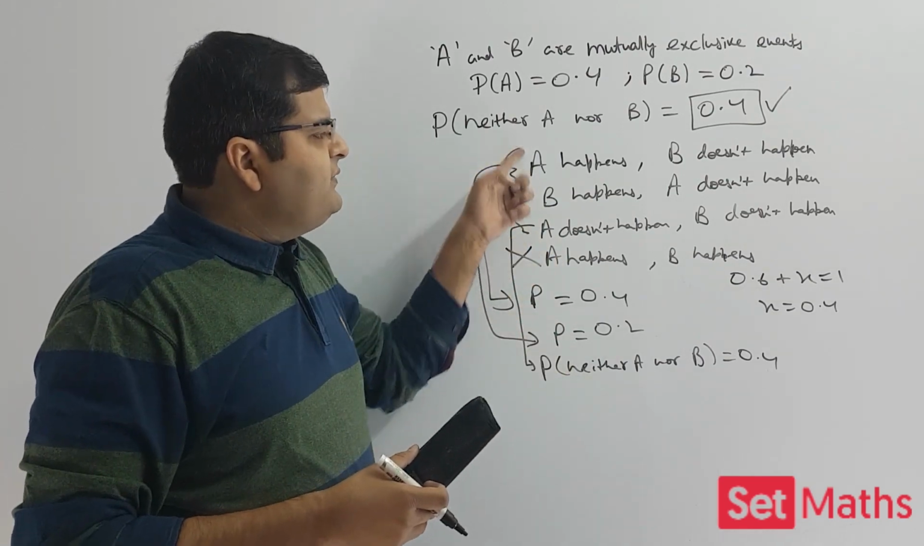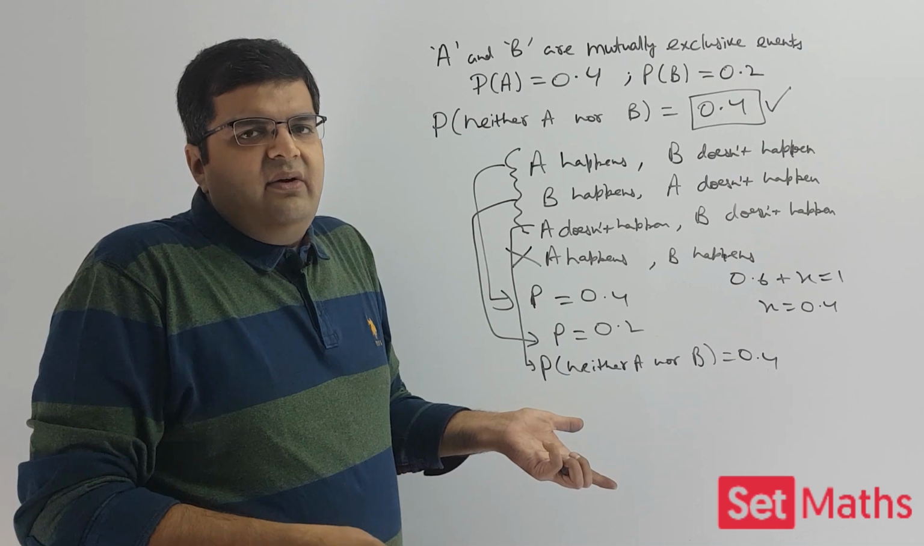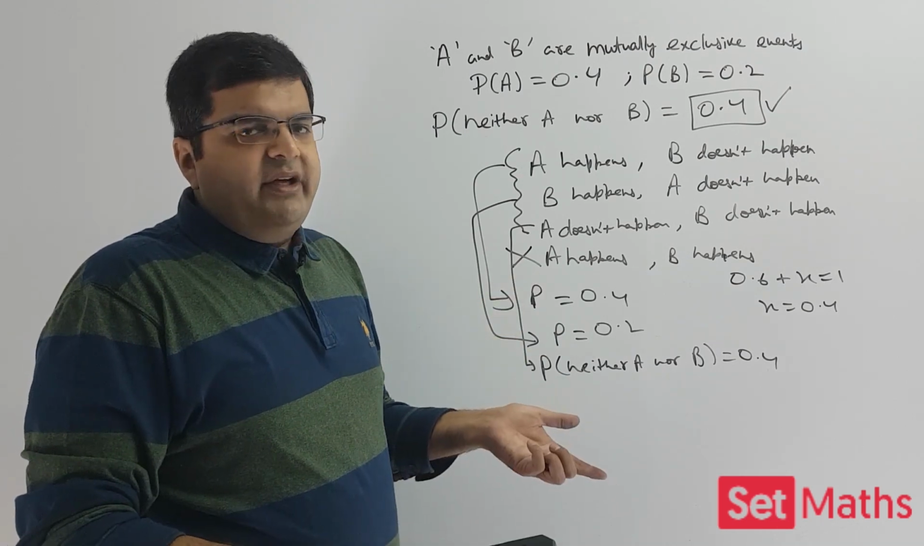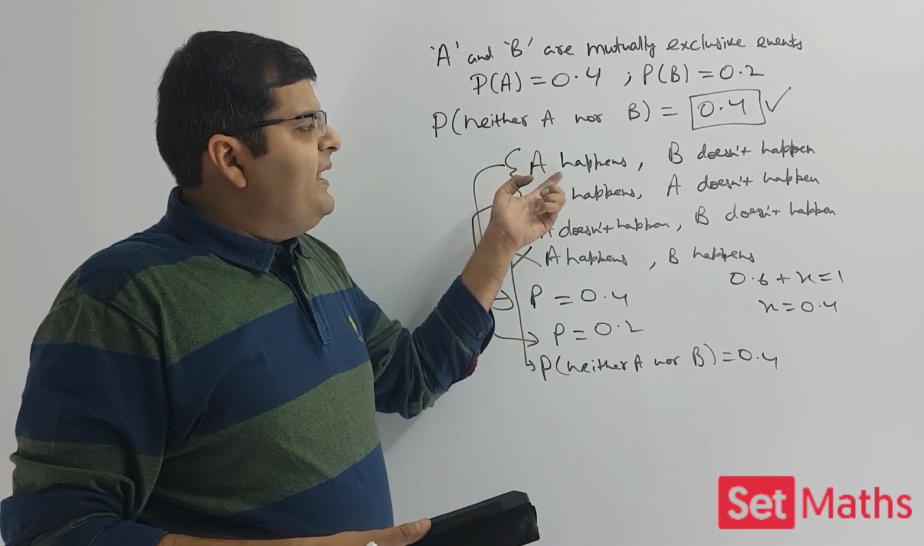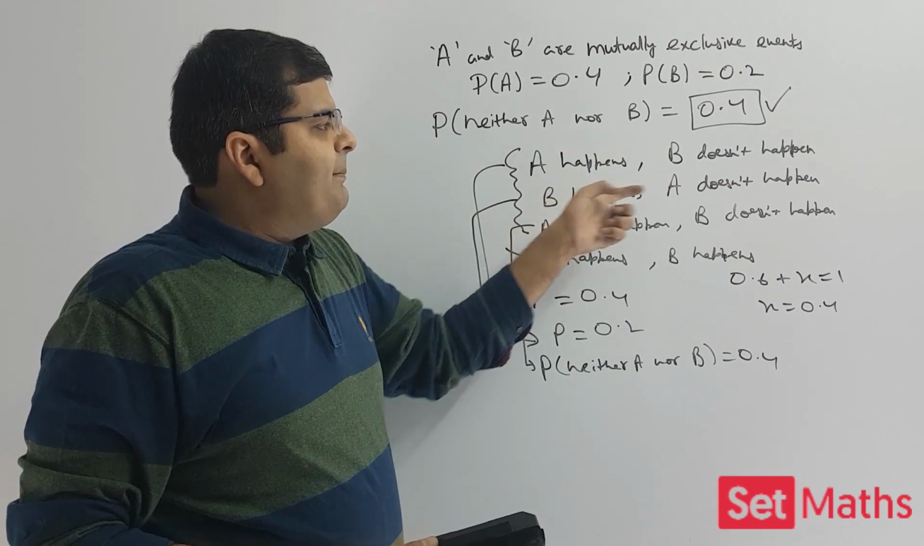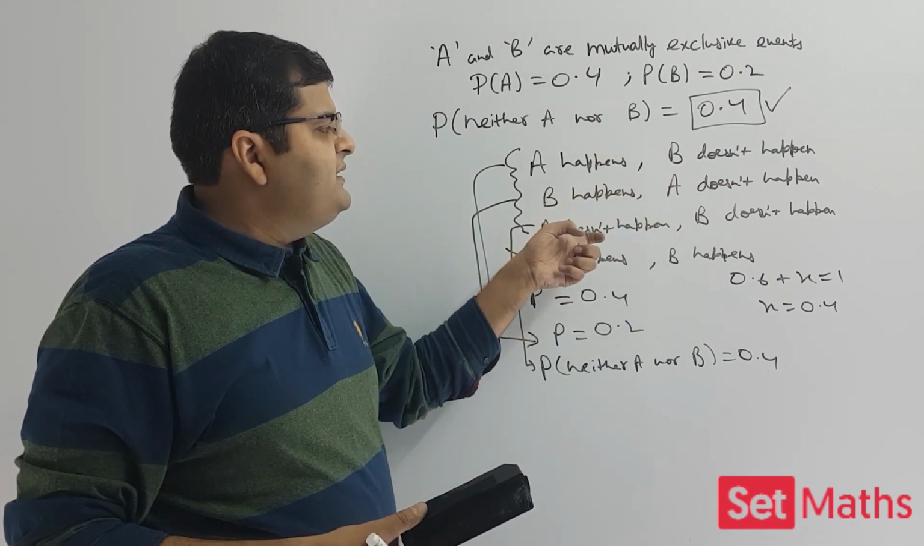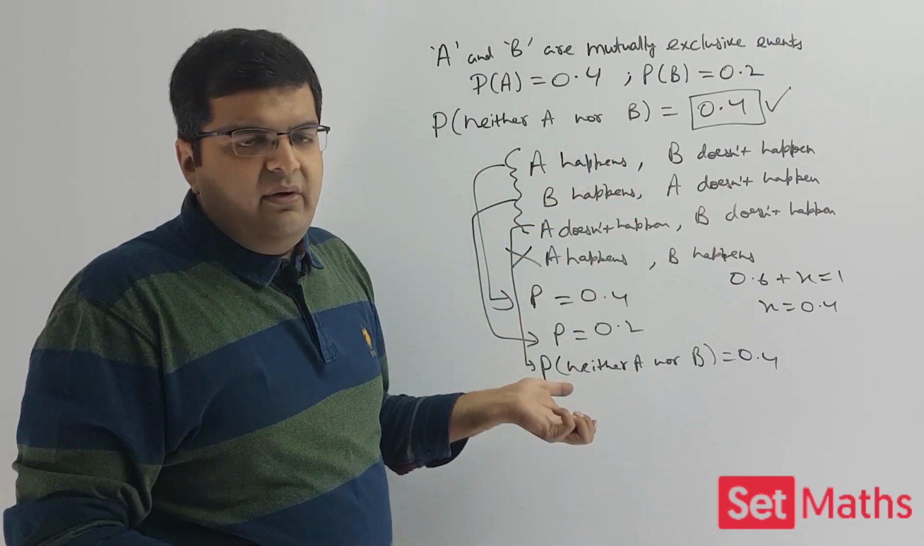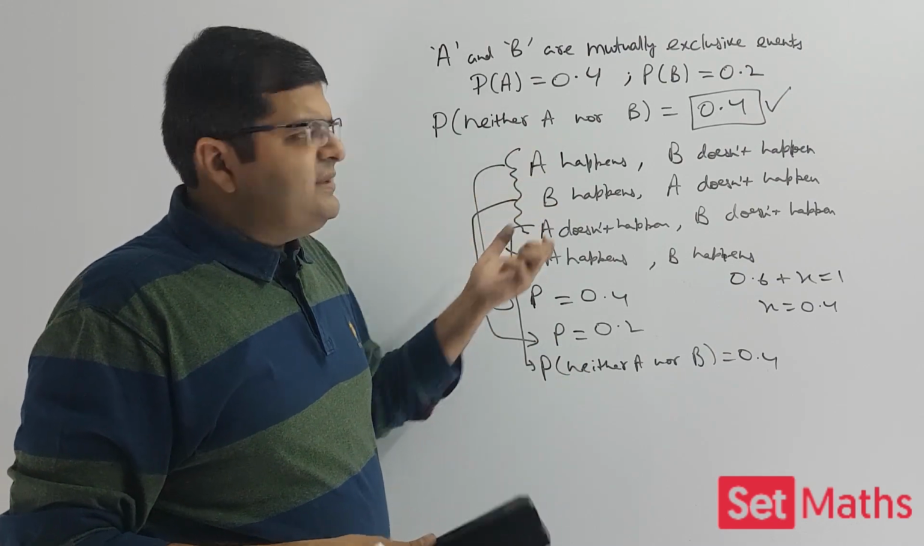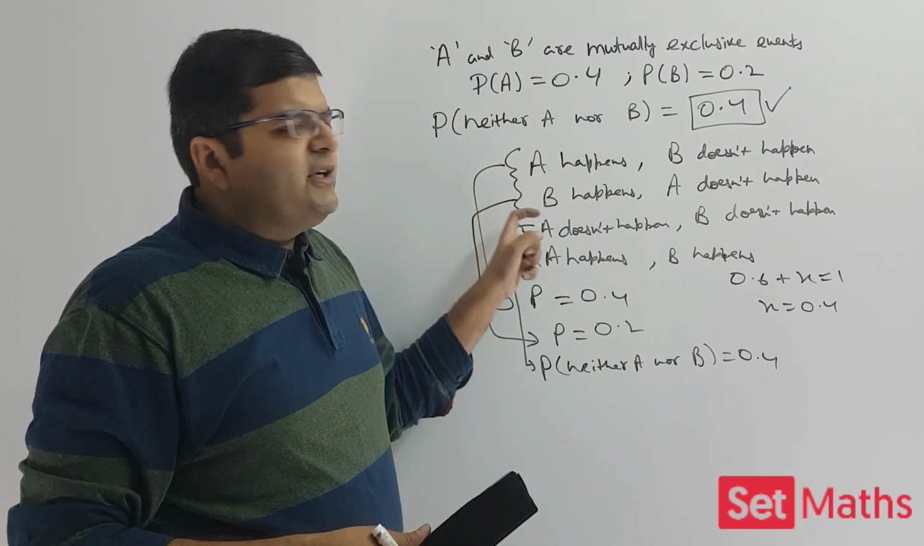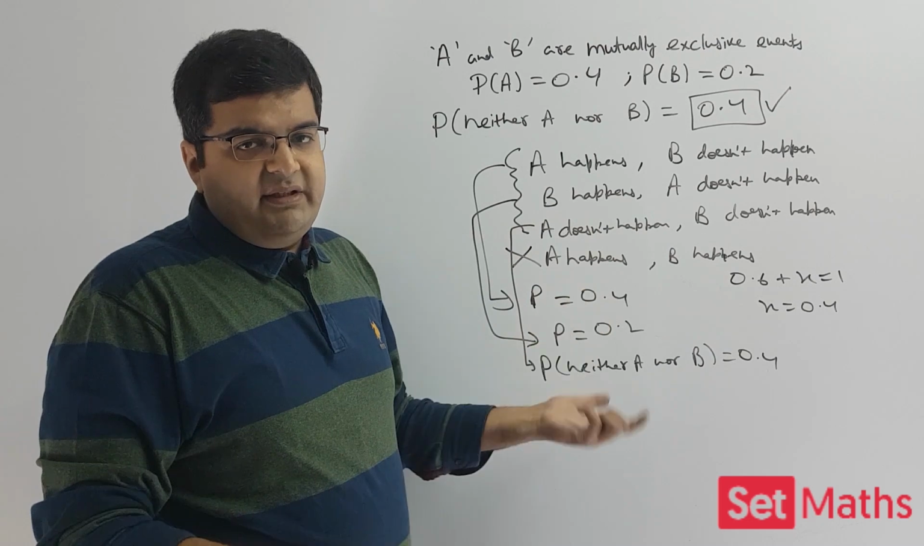Why? Because any one of these three has to take place. Okay, for sure it has to take place, because either A is happening and B is not happening, or B is happening and A is not happening, or the final situation is both of them are not happening. So one of them has to take place. So if I add their probabilities, that should equal 1, which is 100% chance.